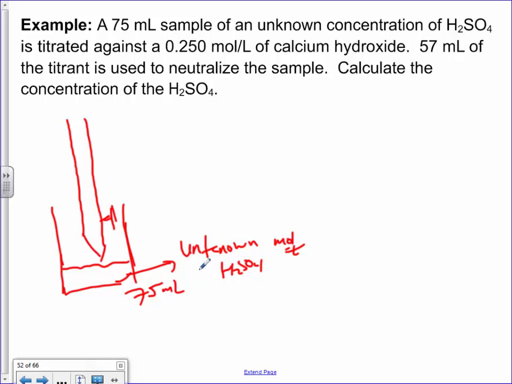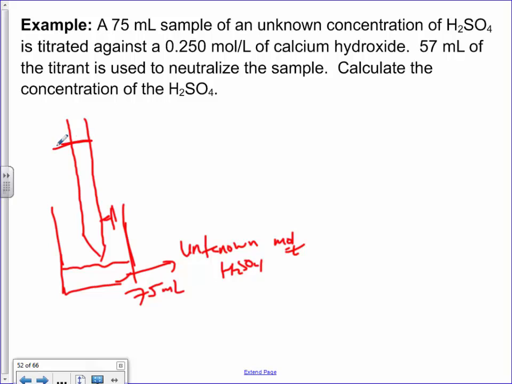How could I know that there's 75 milliliters? We just need some sort of measuring tool, right? We could use pipettes. We could use volumetric flasks. We could, in theory, use the burette itself. But it's easy to measure a volume. Volumes are easy to measure.